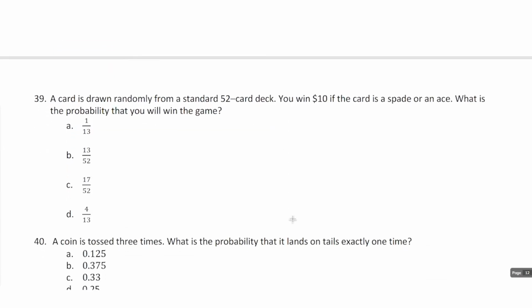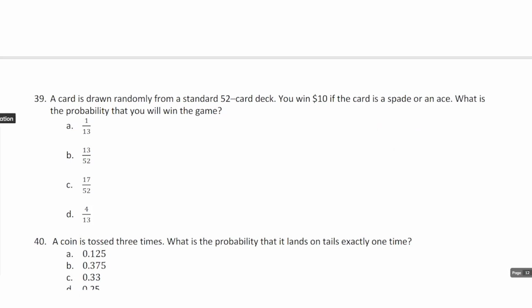Number 39 says a card is randomly drawn from a standard 52 card deck. You win $10 if this card is a spade or an ace. What is the probability that you will win the game? So there are 13 different cards. There's the numbers 2 through 10. There's also a jack.